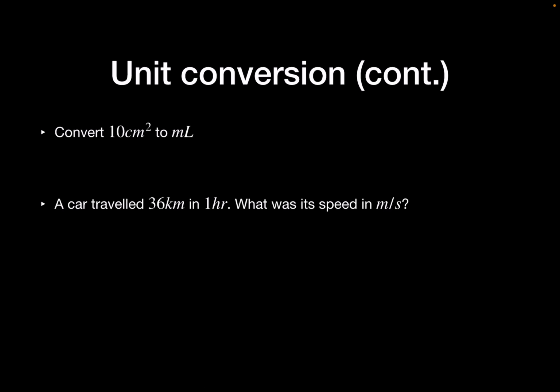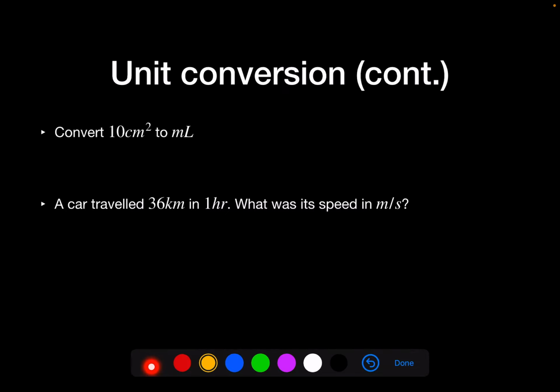The next one is fairly simple. 10 square, no, sorry, that's a typo, it should be cubic. Cubic centimeters to milliliters. So just keep in mind that a milliliter is literally just a cubic centimeter. So 10 cubic centimeters is just going to be 10 milliliters. So these two units are basically the same, milliliters and centimeters cubed.